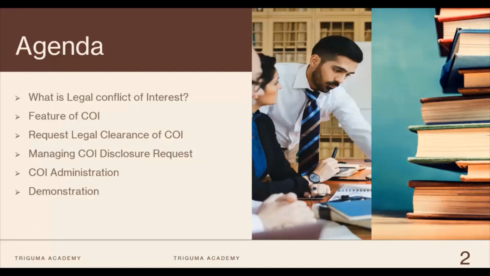Okay, so the agenda of this lecture is: we are going to discuss what the legal conflict of interest is and what the features of the conflict of interest are. When I write COI, that means I am talking about the conflict of interest. I just put the short form. COI stands for conflict of interest. Then we are discussing request legal clearance. For the COI, how we can manage the COI disclosure request, how to administrate the COI, how to configure the conflict of interest categories and subcategories, and what the different types of conflict of interest are.